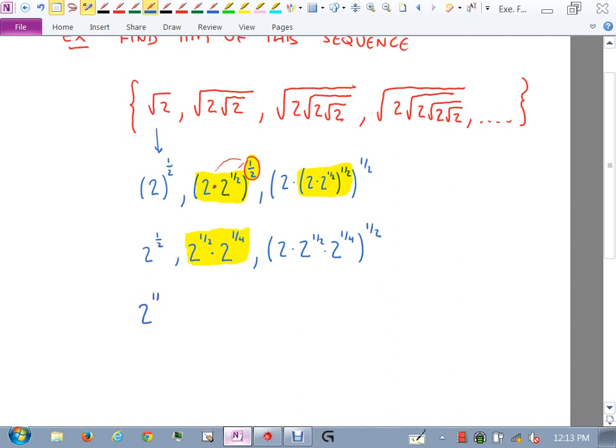So this is 2 to the 1/2. The next one is 2 to the 3/4. The next one is, let's see, this is 1 plus a half, that's 3/2, plus a 1/4, which is 7/2. And then to the 1/2 means you multiply, you get what? 7/8. 2 to the 7/8. And then the next one, which we didn't do, would be 2 to the 15/16.